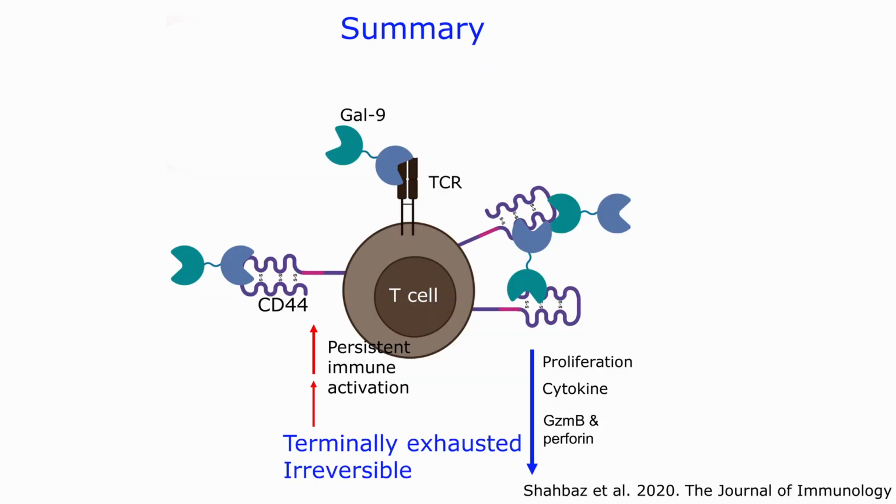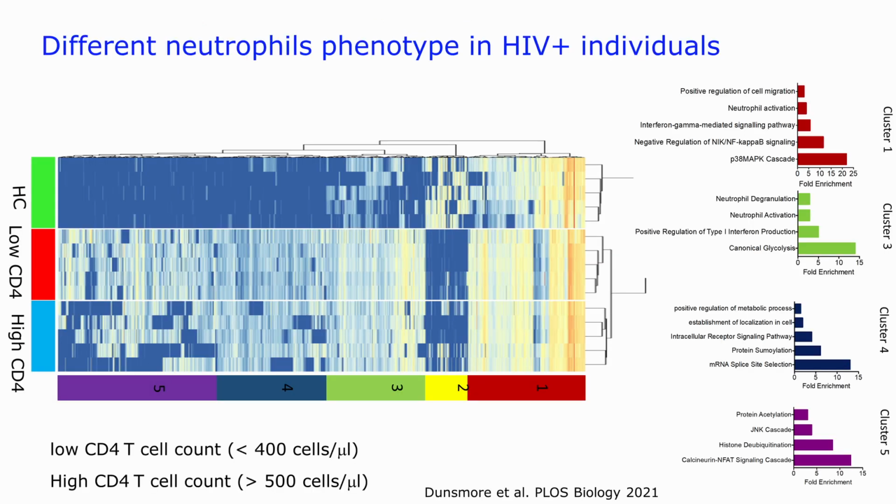And just a summary of what I showed: galectin-9 interacts with TCR and CD44. Initially, obviously, this results in activation, but persistent activation results in downregulation of all of these and exhaustion of cells. These cells were terminally exhausted. We tried different ways to reinvigorate them, but we could not. So those galectin-positive cells are highly exhausted. And then another cell type that we were interested in looking at in HIV patients is neutrophils.